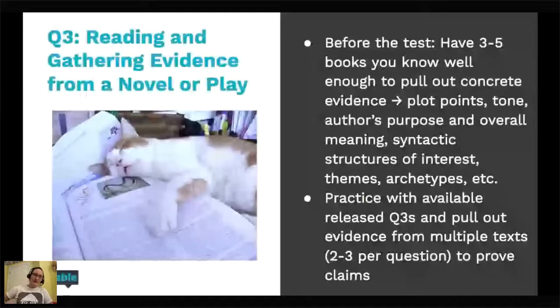The second piece of advice is to go to AP Central, if you've never been. I'm going to put it into the chat. You don't have to sign in or anything. You can even type into Google "released AP exams," and they have Q3s and Q1s and Q2s from every exam for the last 20 years. My suggestion is to practice with available released Q3s and pull out evidence from multiple texts to prove your claims.